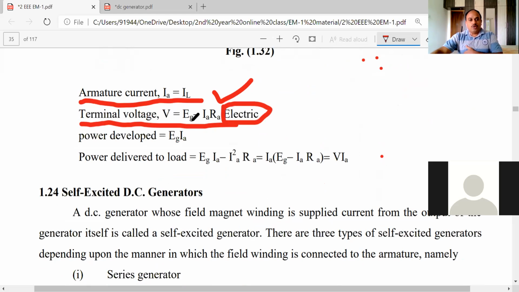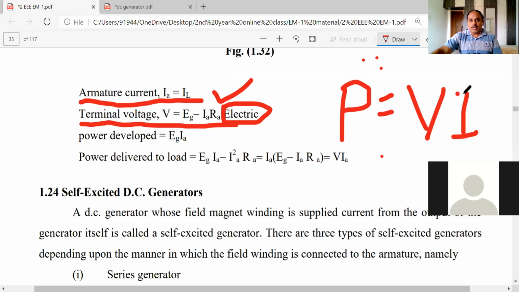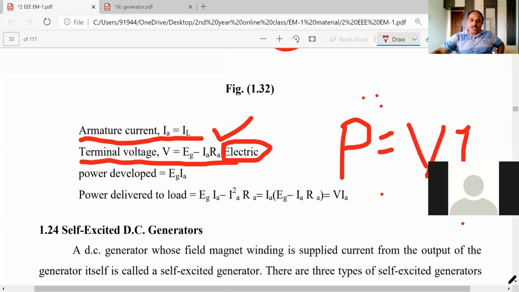Okay, now the power developed by the generator. In DC circuits, power equals voltage into current, V into I only. In AC circuits, power equals voltage into current into power factor, VI cos theta. So power developed by the generator.